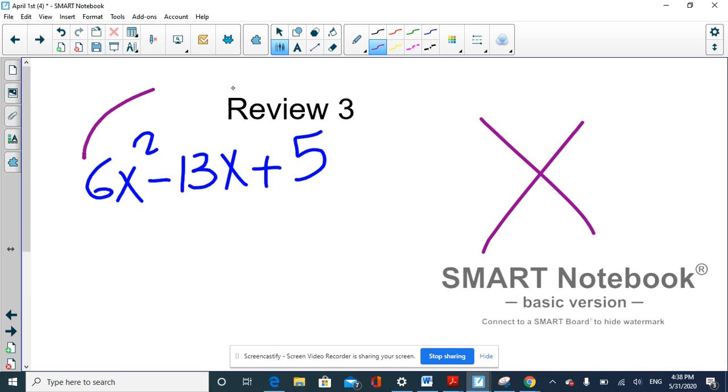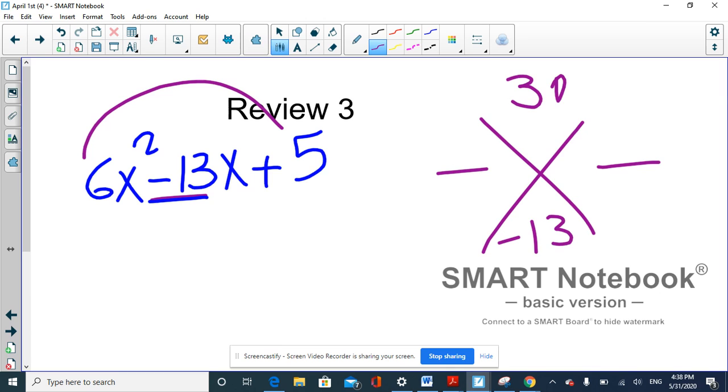We multiply the first and the last number. 6 times 5, 30. Put it up here. And the middle term, put it down, negative 13. Now it is your turn to think about two numbers. If you multiply them together, the product will be 30. And if you add them, the sum will be negative 13.